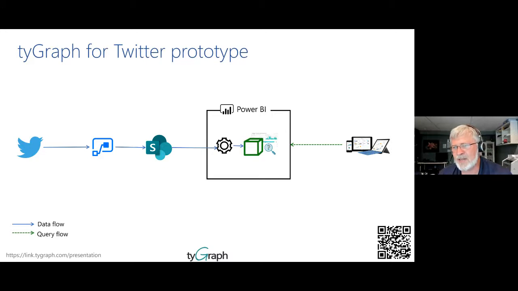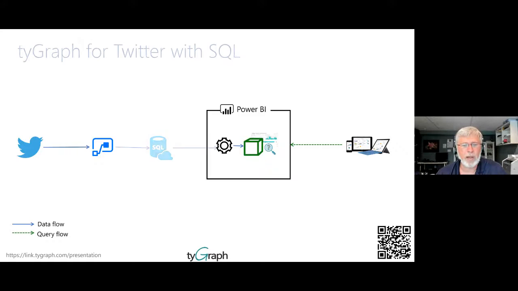We didn't stick with the SharePoint list very long though, because that event got a lot of tweets. Actually, we knew ahead of time that we were going to get an awful lot of tweets. It got about 12,000 in the one day, and that's a little more than the SharePoint list, at least at that time, wanted to handle cleanly and quickly. So we quickly replaced that with SQL Azure. SQL Azure has connectors for, of course, Power Automate, and also for Power BI, and it's got the compute that you need if you want to do any direct query work. So tyGraph for Twitter ran this way for quite a long time.